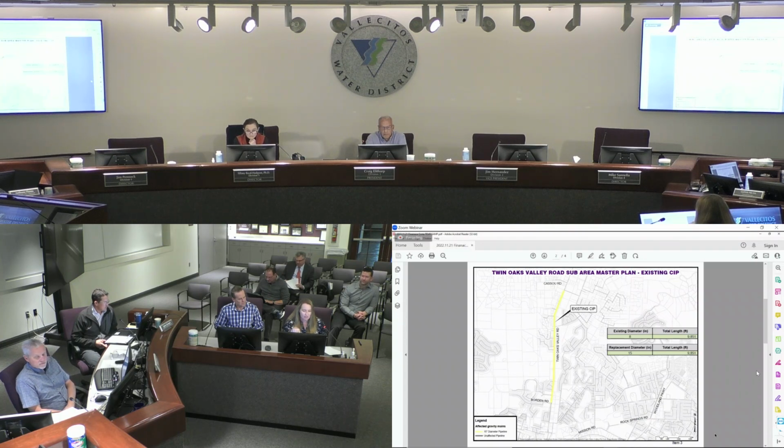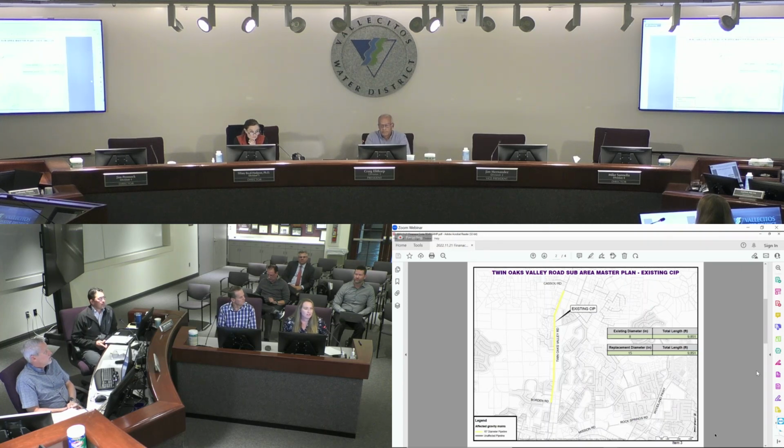Our master plan identifies upsizing an existing 8-inch sewer in Twin Oaks Valley Road, as shown here on this exhibit. The capital project is from Borden Road to just south of Cashew Road, and it identifies replacing the existing 8-inch diameter pipe with a 15-inch diameter pipe. The master plan identifies this as a Phase 4 project, which is construction between 2031 and 2045.